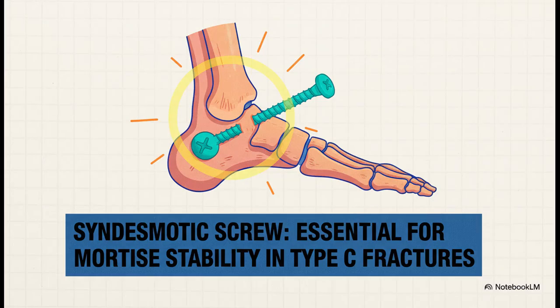Now listen up, because this is probably one of the most critical points of this entire talk. For those unstable type C injuries, just fixing the fibula is not enough. You haven't solved the core problem. You absolutely must put in a syndesmotic screw. This screw acts like a temporary ligament, holding the tibia and fibula in their perfect relationship, stabilizing that whole ankle mortise and giving the real ligaments a chance to heal properly.